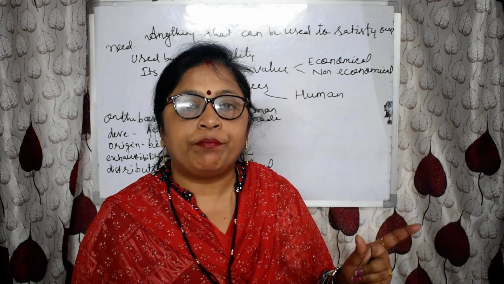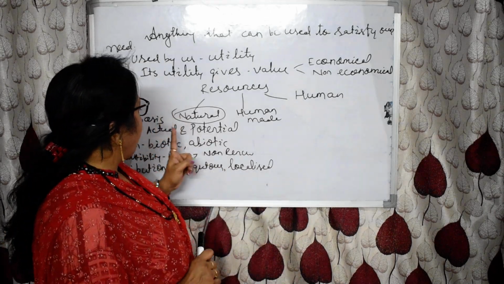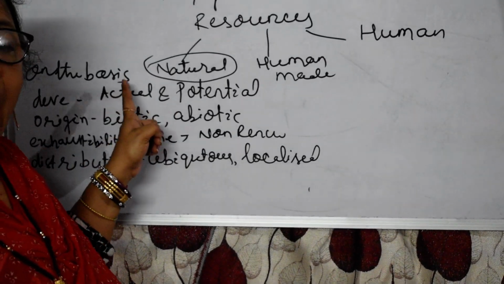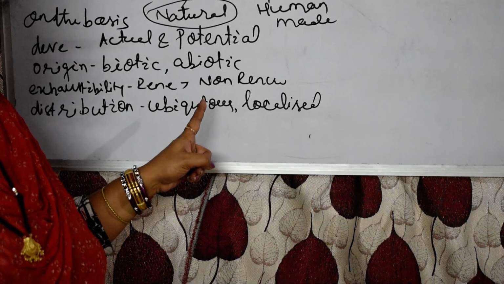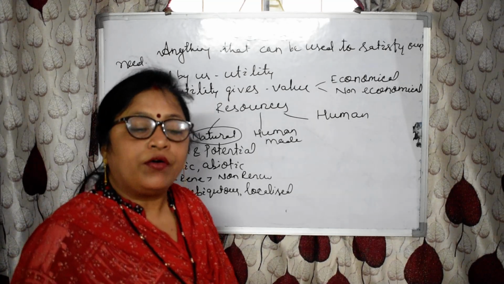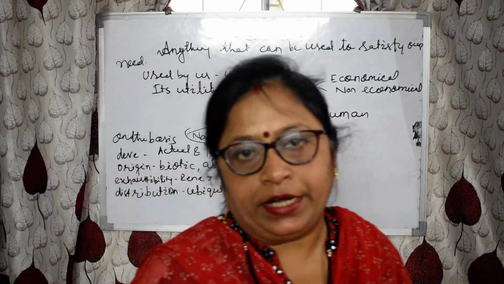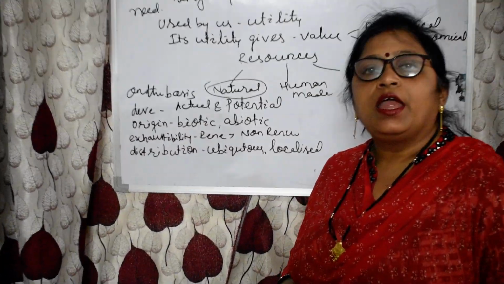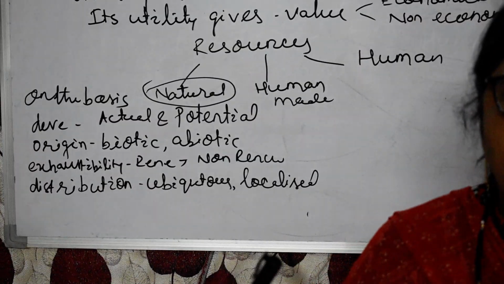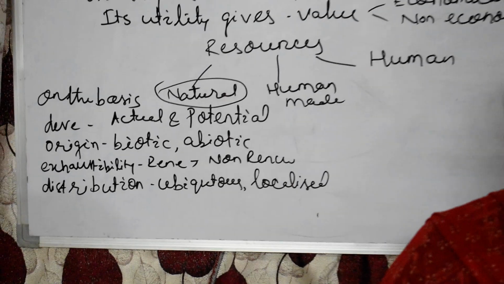On the basis of development, natural resources are divided into two types: actual resource and potential resource. You see on your board it is written: actual and potential on the basis of development, and on the basis of origin, biotic and abiotic resource. On the basis of exhaustibility, renewable resource and non-renewable resource. Then on the basis of distribution, ubiquitous and localized resource.